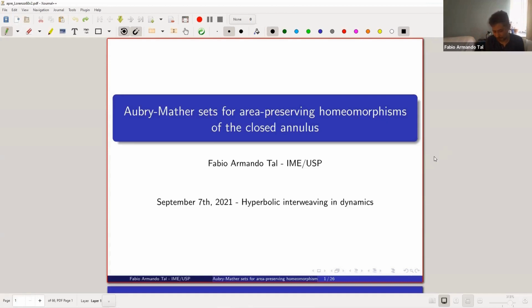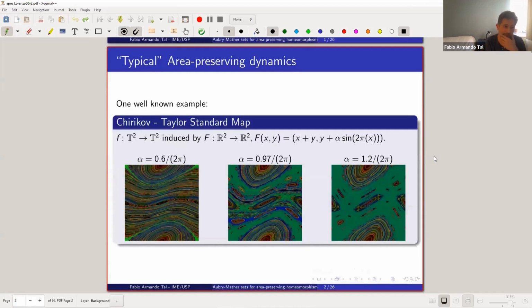things that look like hyperbolic dynamics, but in this case, all topological objects. And the idea that I'm going to discuss here is trying to understand a little bit of Aubry-Mather sets, trying to understand how is dynamics, conservative dynamics for surface homeomorphisms. So let me start with some picture of what is a typical area-preserving dynamics on surfaces.